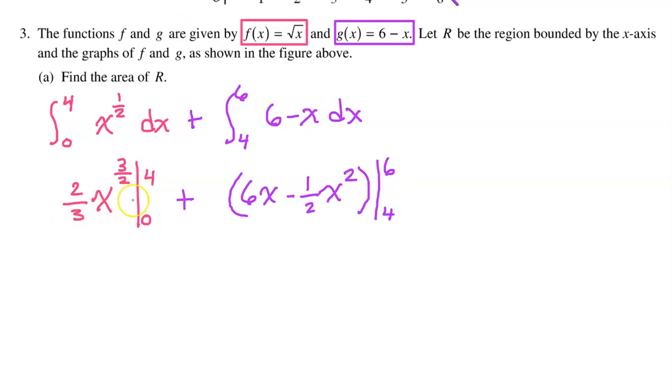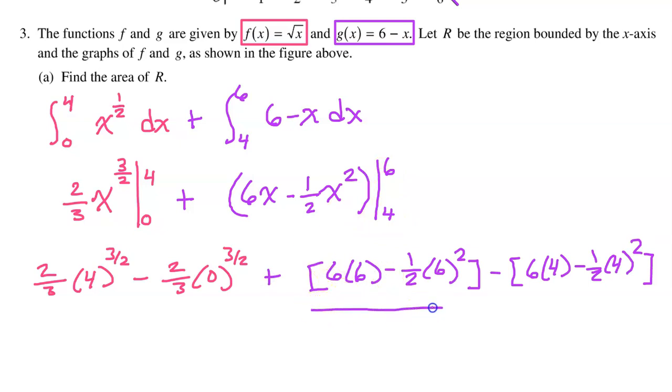So back to the first term. This tells us that we need to find the value at 4 minus the value at 0. So we will have 2/3 times 4 to the 3/2 power. That's the value at 4, minus the value at 0, 0 to the 3/2 power. Okay, so I'll come back to this. Now moving on to the purple, again, we need to find the value at 6 minus the value at 4. So here is the value at 6 minus the value at 4.